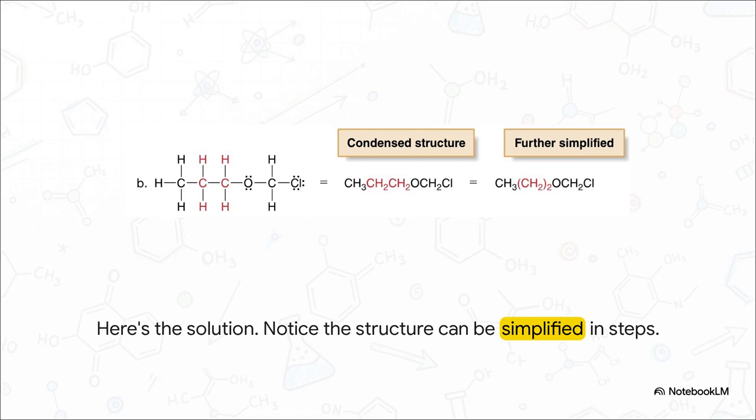Okay, you back? How'd it go? The first pass is just grouping all the hydrogens with their carbons, which gives you CH3, CH2, CH2, OCH2Cl. But we can make that even better. See those 2 CH2 groups next to each other? We can condense that part to CH3(CH2)2OCH2Cl. It's just a much neater, tidier way to write the exact same molecule.